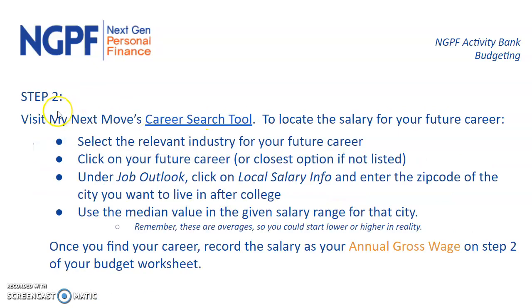Next, you're going to click on this link here, the career search tool. That's where you're going to find the information about your future career. So you're going to find the industry. If you want to go into nursing, find an RN, and you can even look at whether it's an associate's, bachelor's, master's, etc. And then under Job Outlook, you're going to click on local salary info and enter the zip code of the city you want to live in.